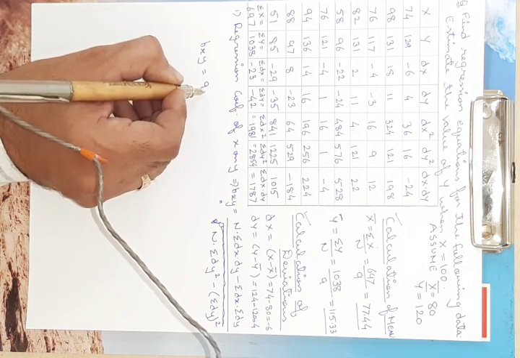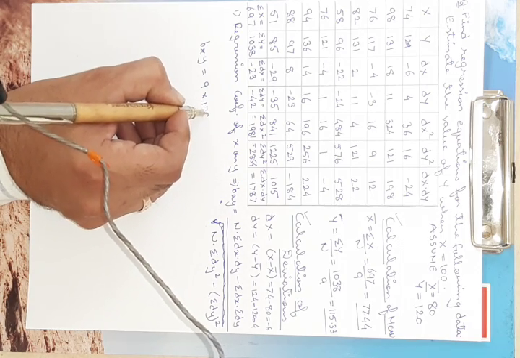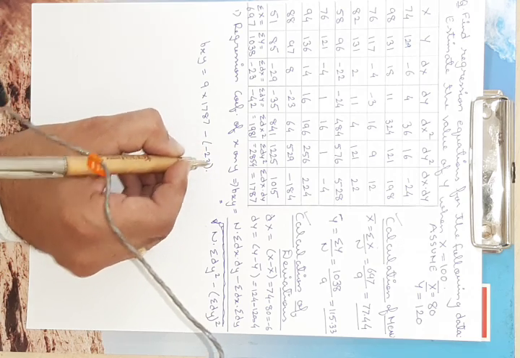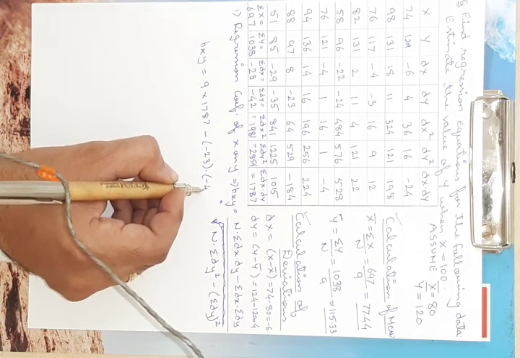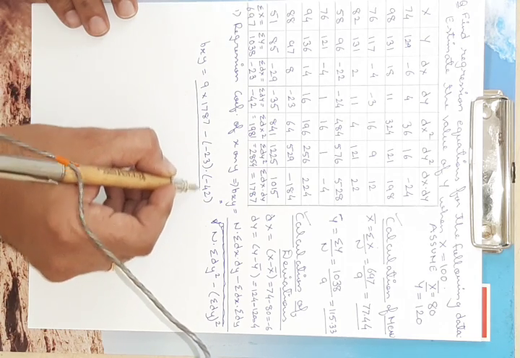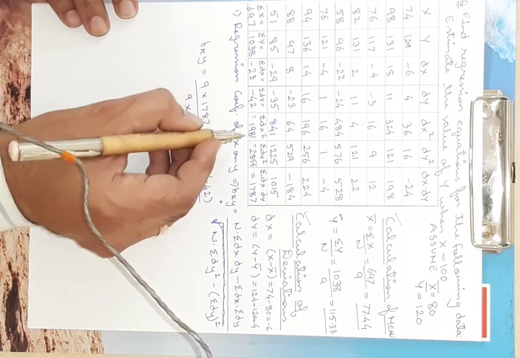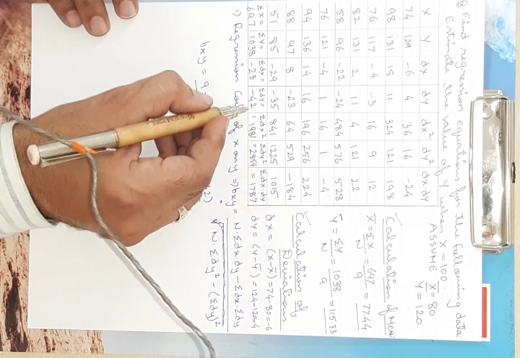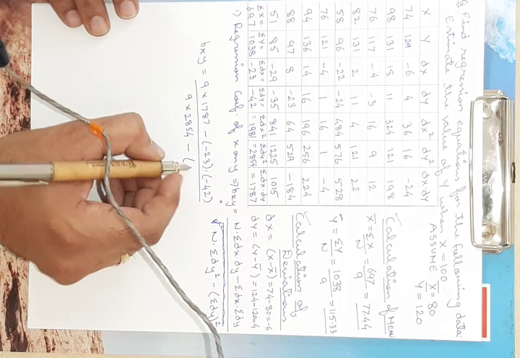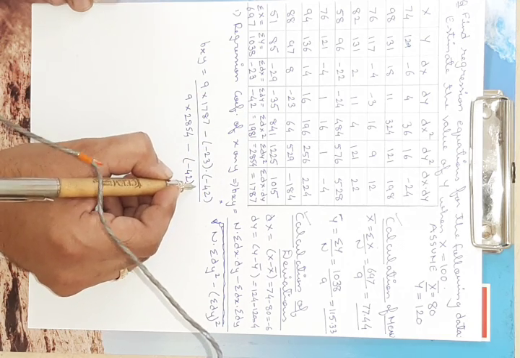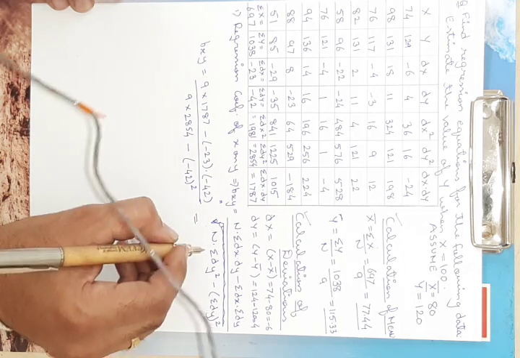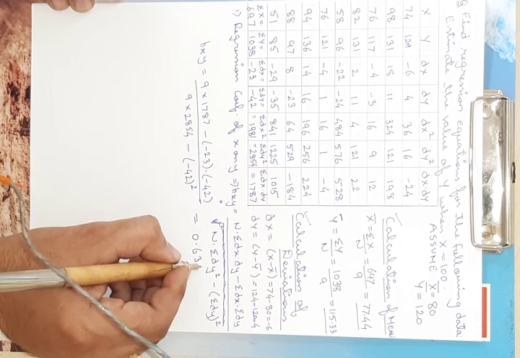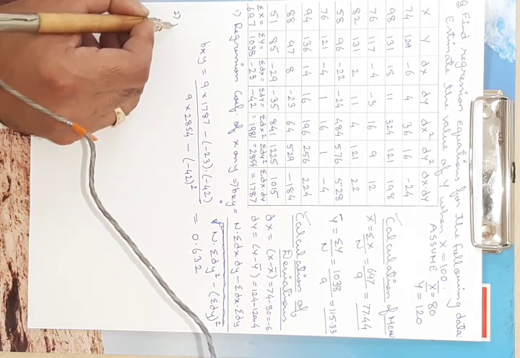So here bxy, putting all the values, bxy is equal to n. What is n? n is 9 multiplied by summation of dx dy, that is 1787, minus summation of dx, that is minus 23, into summation of dy, that is minus 42, divided by n, that is 9 multiplied by summation of dy square, that is 2854, minus summation of dy, that is minus 42 square. So the entire thing, while we are going to solve, the entire value comes out to be 0.632.